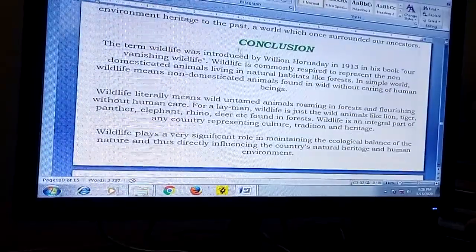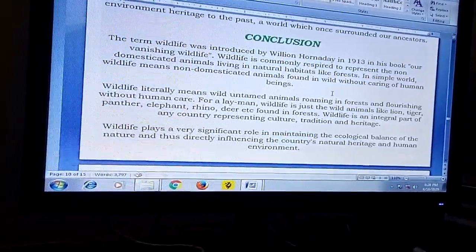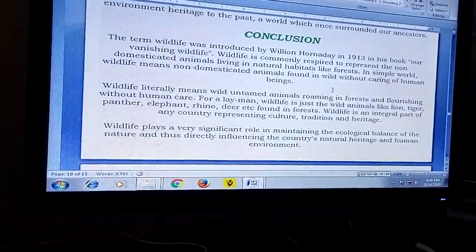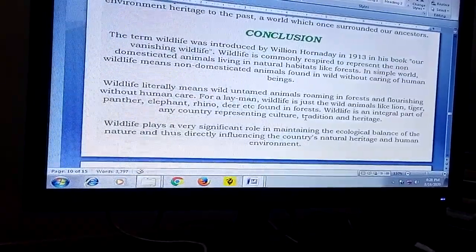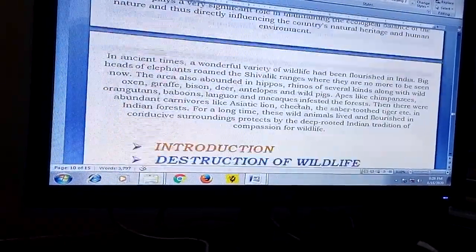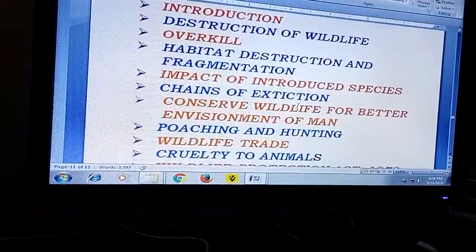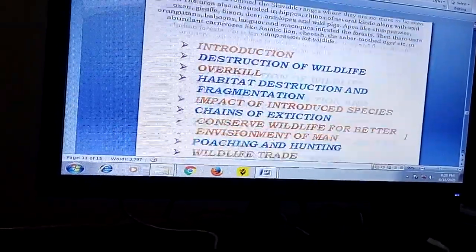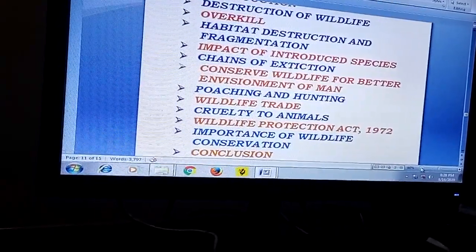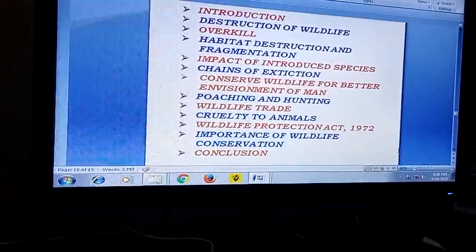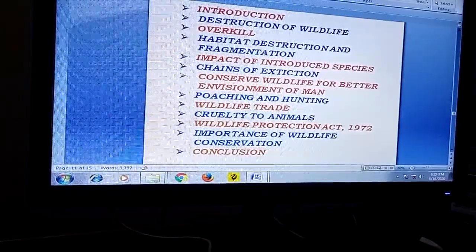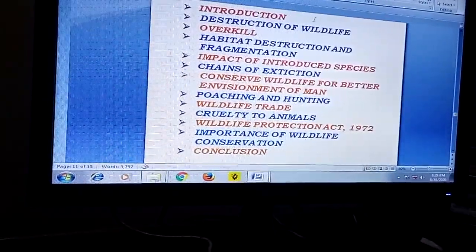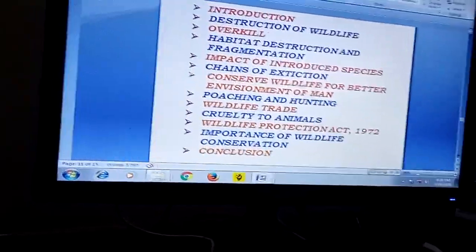And finally the conclusion. After the conclusion comes the bibliography. With this we have come to the end of one particular topic. These are the things that we have discussed in this particular project. You can take a pic, you can just take a pic.